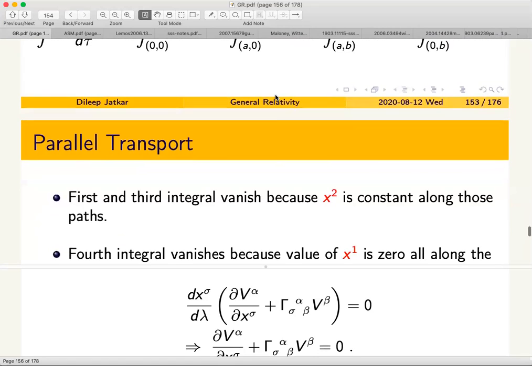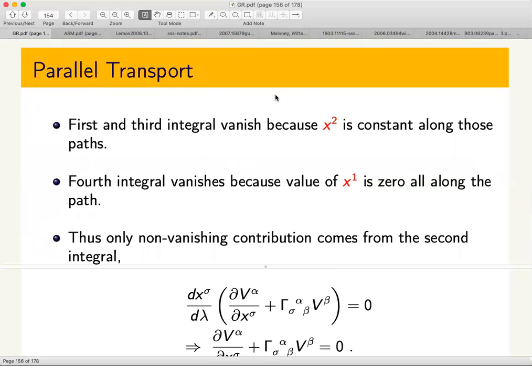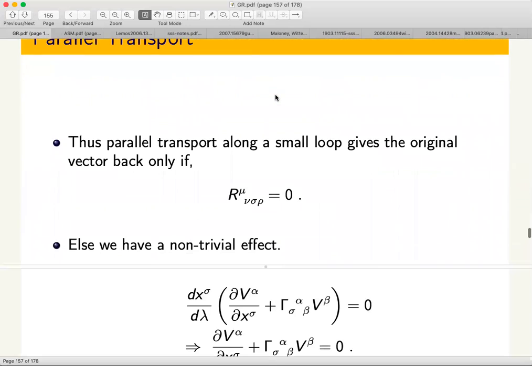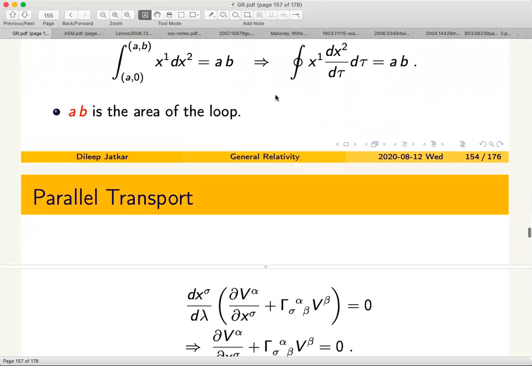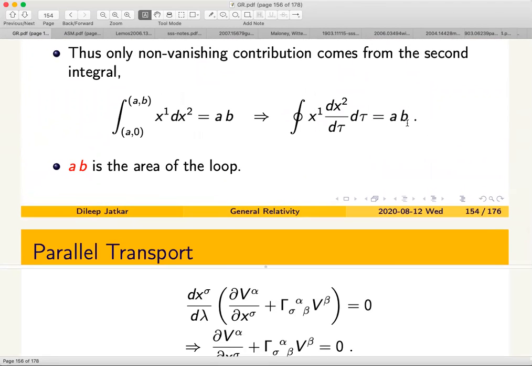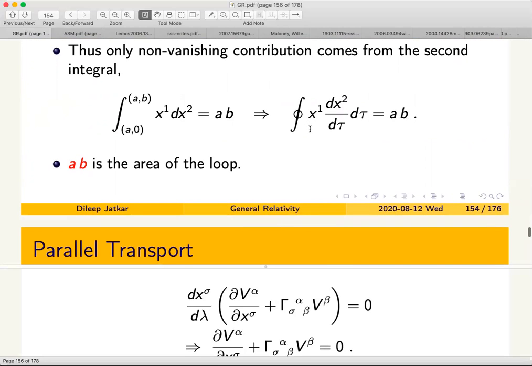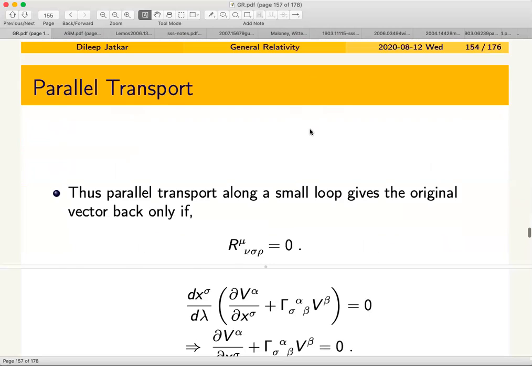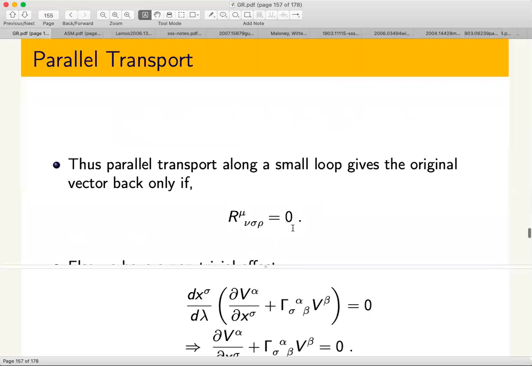So what we find is that the quantity that is contributing to this integral is proportional to the area of the loop. Okay, so that is the answer that we got, a times b. But remember, this a times b is multiplied by half times Riemann tensor. So if your loop is of non-zero size, then if you want to get a parallel transport vector to be the same as the original vector, you would essentially need the Riemann tensor to vanish. Okay, so getting back the original vector corresponds to the statement that the Riemann tensor should be 0.